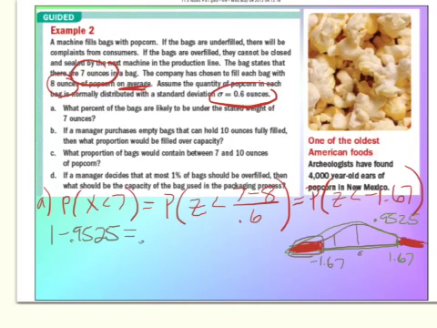and we're going to get that the probability is about 4.75% chance that the bags are going to be underfilled.